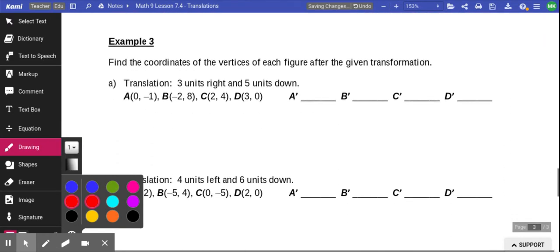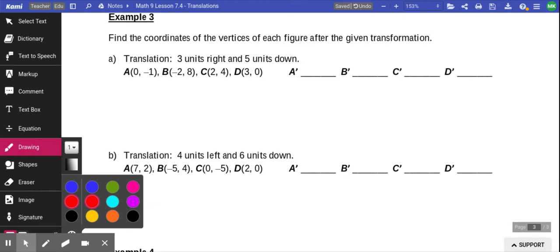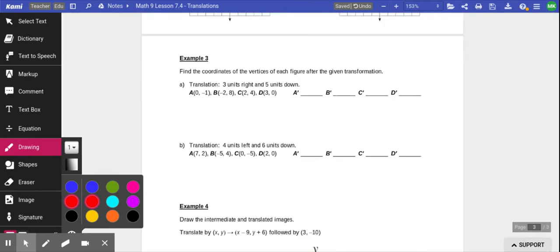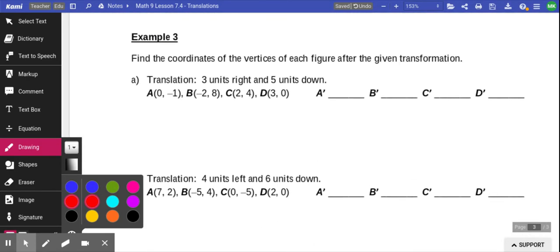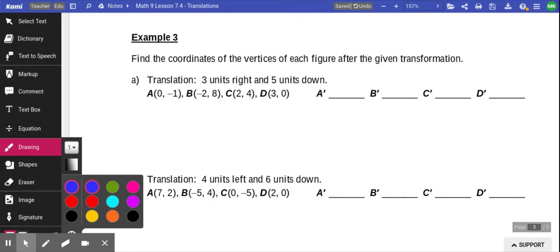Fantastic. We can do translations now without actually having to have a picture. So we have two examples here where we're going to translate these points and we don't have a picture. To do that, we're going to use mapping notation.